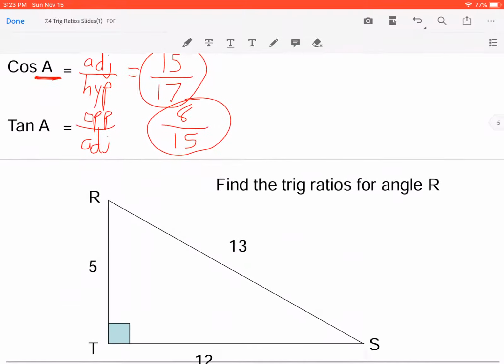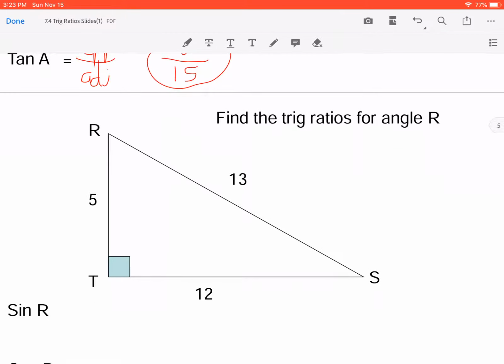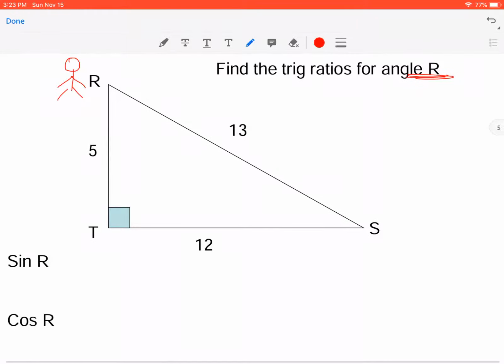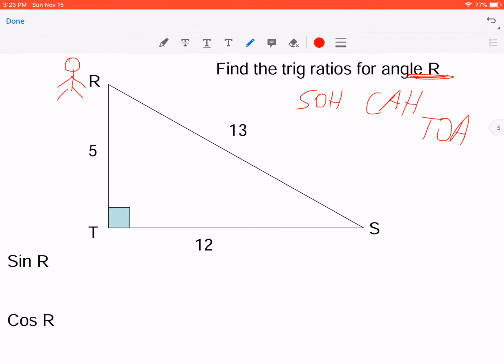All right, let's look at the next one. This time it says find the trig ratios for angle R. Okay, well now I'm here. If this is a telephone pole, I'm standing up at the top of the pole. I still have an opposite, adjacent, and a hypotenuse, but they're going to be a little bit different than the previous one. So remember, make your cheat sheet. TOA. Okay, sine is opposite over hypotenuse. I'm going to put O over H.